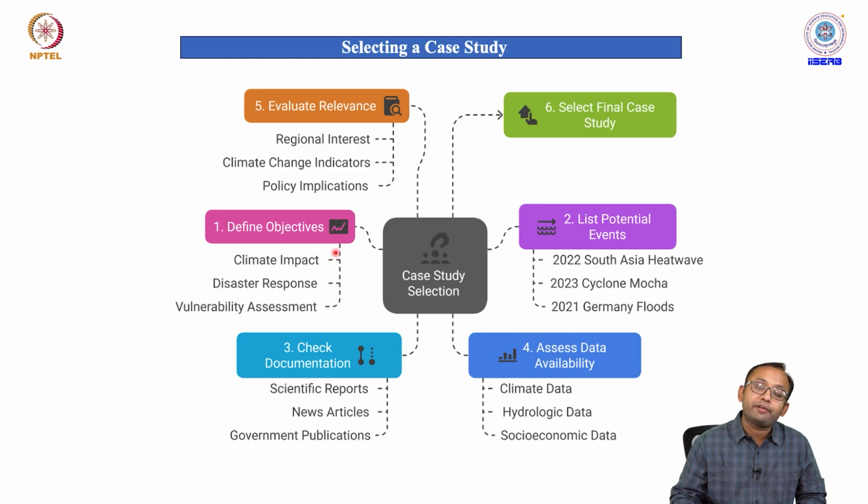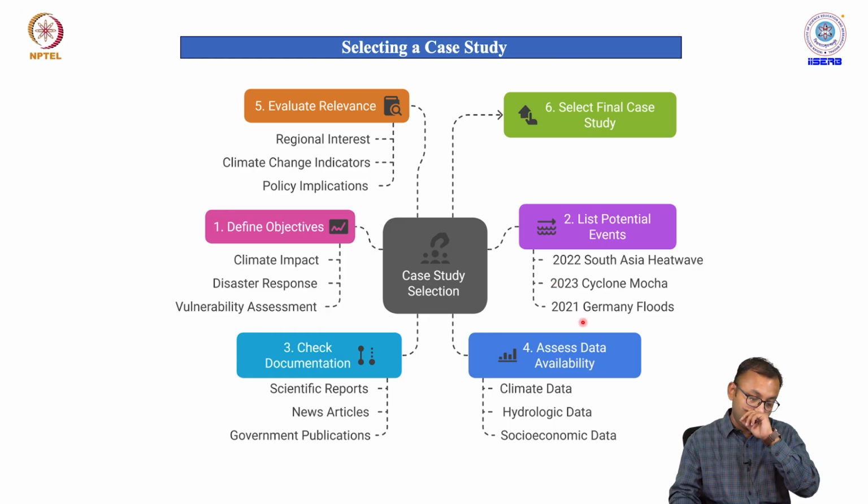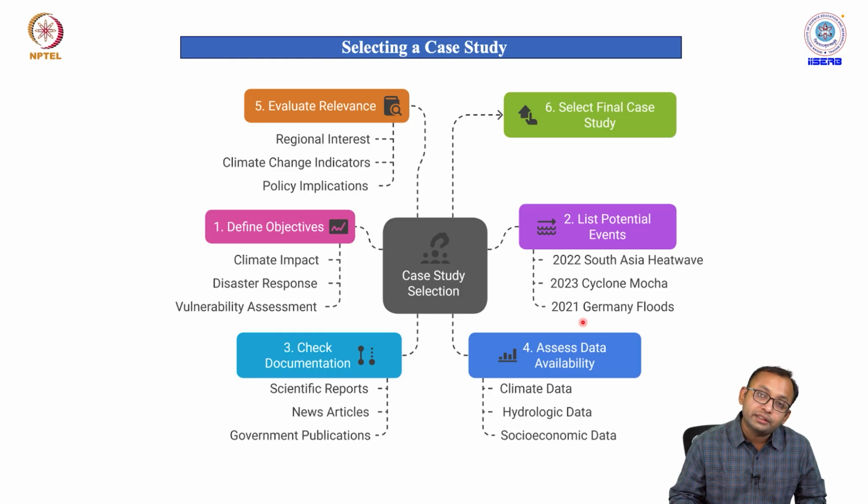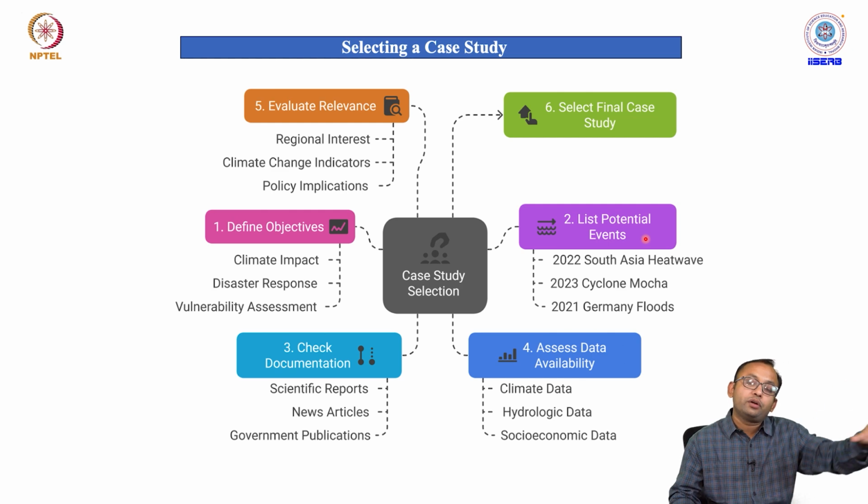We have to basically define the objectives of the study: climate impact, disaster response, vulnerability assessment, what kind of study you are looking at. The second is list of potential events. If you are, let us say, talking about the 2020 South Asia heat wave, or 2023 cyclone, or 2021 floods in Europe, or there are multiple other events in Indian region as well. So, how these potential events or potential drivers have influenced the event of that particular location where you have selected the case study.